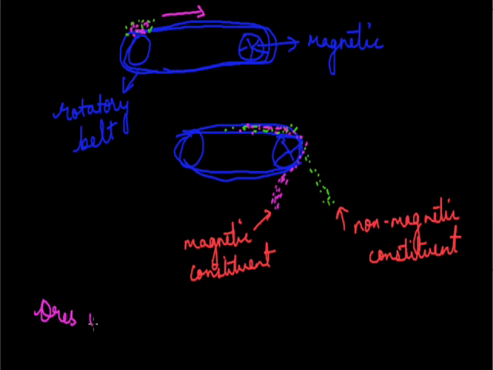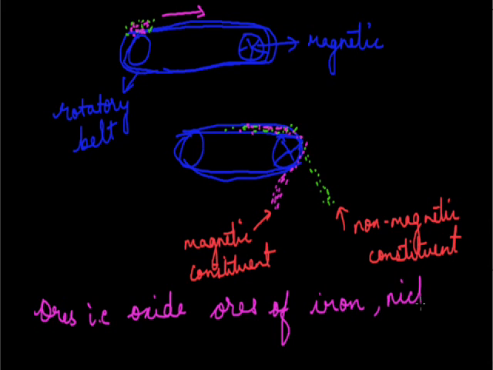Oxide ores of iron, nickel, cobalt. This was about magnetic separation. Now we have completed the concentration of ore. How can we do the dressing of ore? How can we separate the impurity from the oxide of the ores or any other substance?